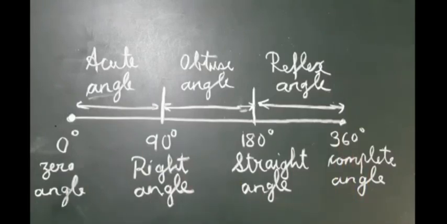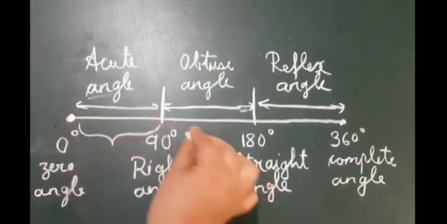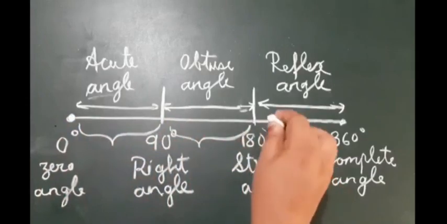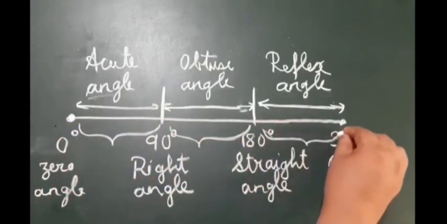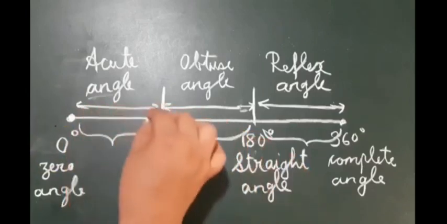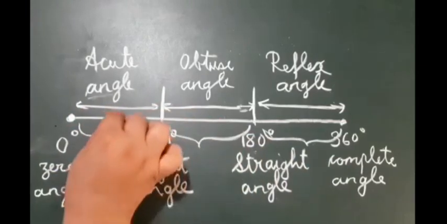Okay. Now students, just see here, between 0 degree to 90 degree, 90 degree to 180 degree, and 180 degree to 360 degree, we have some places. If it is a railway track, then here also there will be some places. Yes or no? These are the stations, but here also we have certain places. So suppose the train stops here.